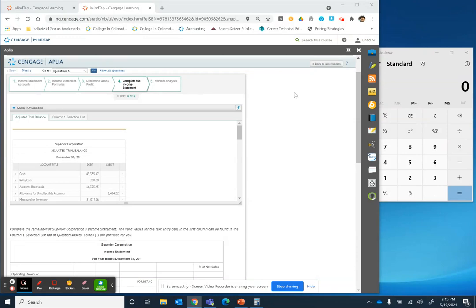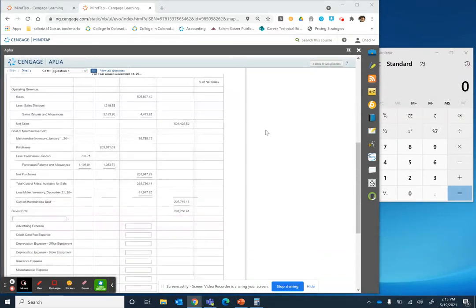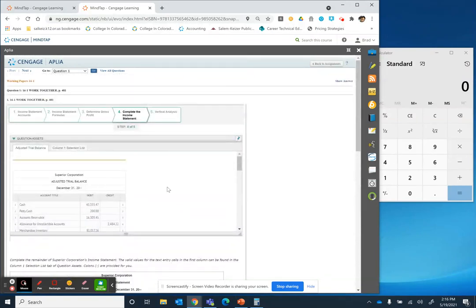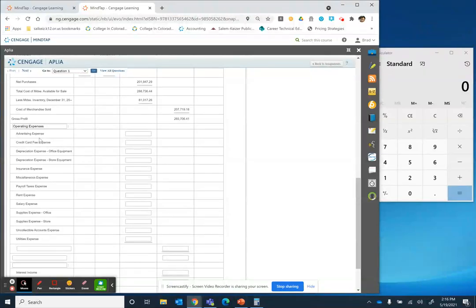On step number 4, we're going to be completing the income statement. The last couple things that we have to do are take care of our operating expenses. I'll be pulling these numbers from the adjusted trial balance up top, and placing these numbers for advertising expense all the way to utilities expense in these cells, so I'm not having to jump back and forth. I've got the instructions and I'm putting these numbers in.